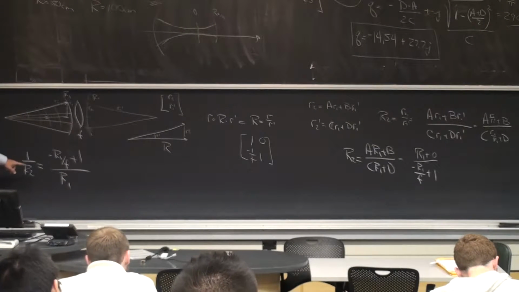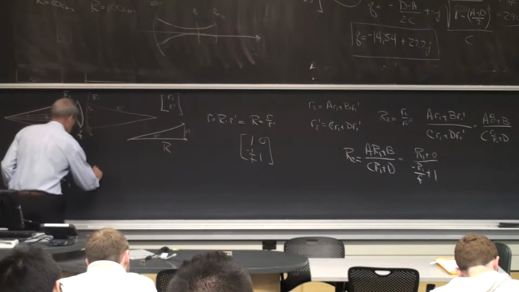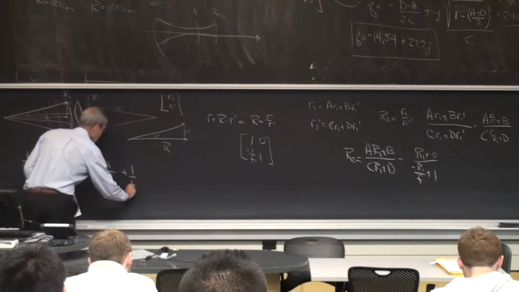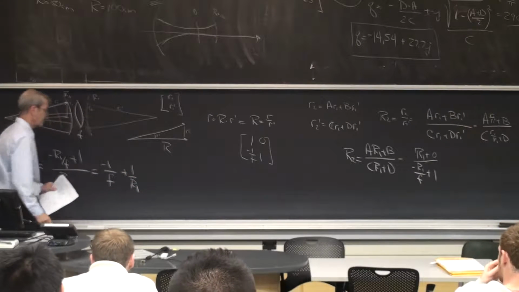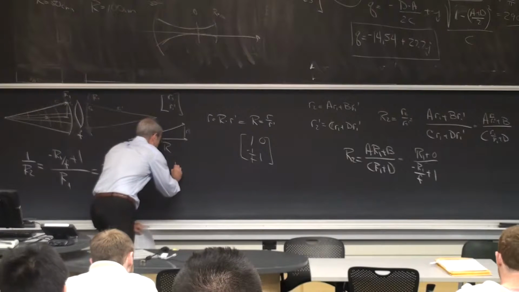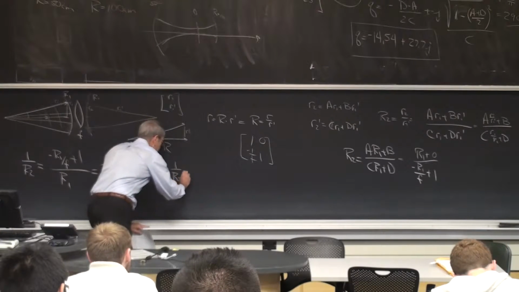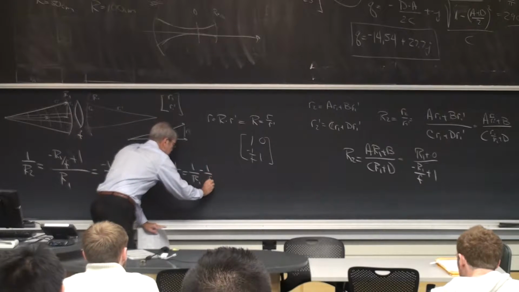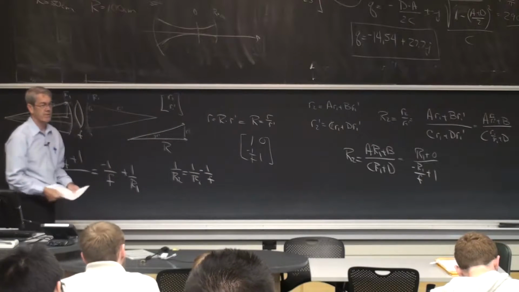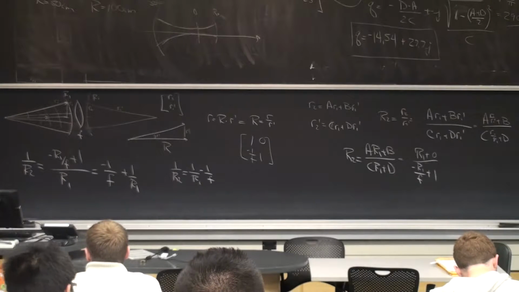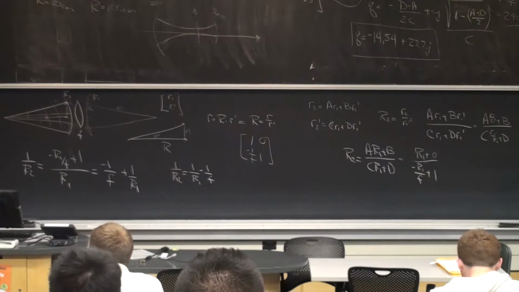Okay, and I can expand that. This becomes minus 1 over F plus 1 over R1. And there's a nice relation. So now what I find is that 1 over R2 equals 1 over R1 minus 1 over F. So the focal length just basically subtracts from the inverse of the curvature. And so you can really quickly figure out how to make these things work.